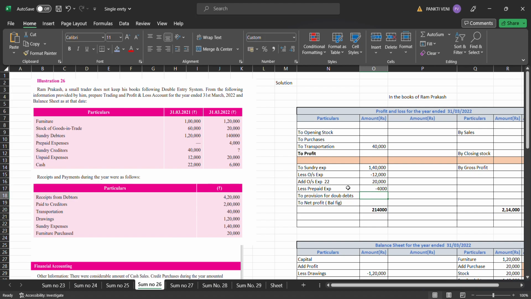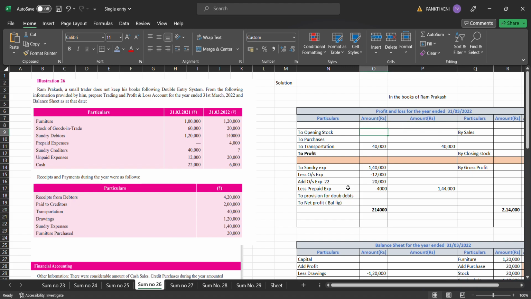You will record only expenses which belong to this period. So remove those prepaid expenses by subtracting them. So I'll have a total of my expenses, that is 1,44,000. Okay, 1,44,000. I hope till here it is okay.